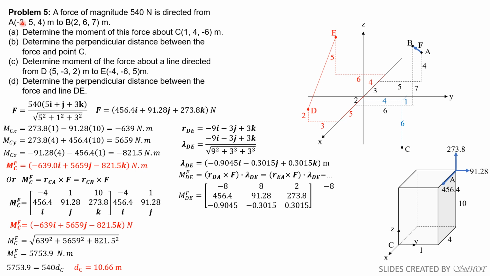So negative 3 minus 5 is negative 8. 5 minus negative 3 is positive 8. Then 4 minus 2 is positive 2. Components of force, unit vectors of lambda DE. Then copy the first two column elements. Then proceed with product of diagonal elements down to the right positive, then minus up to the right negative.